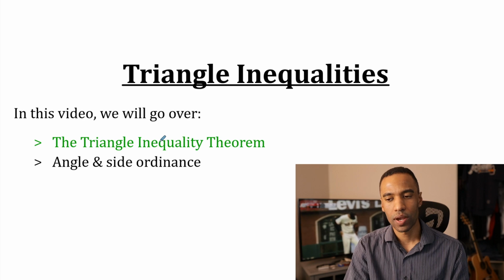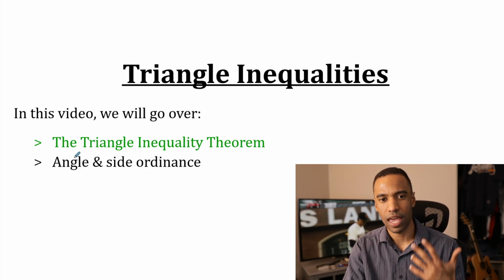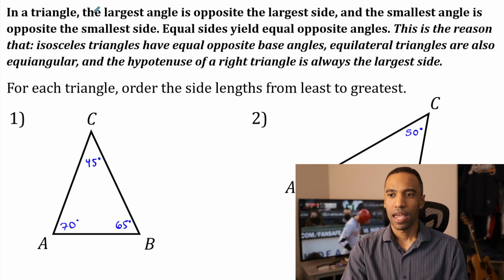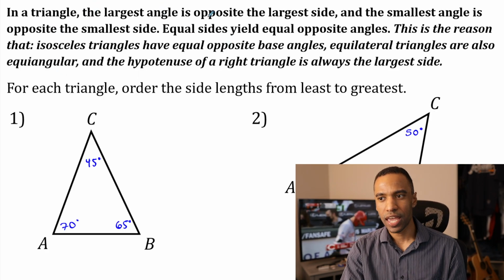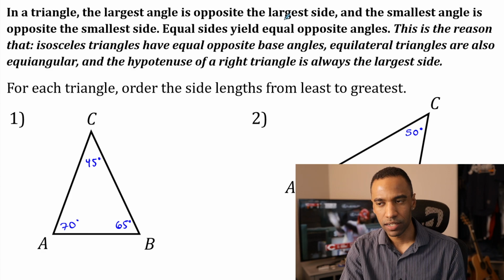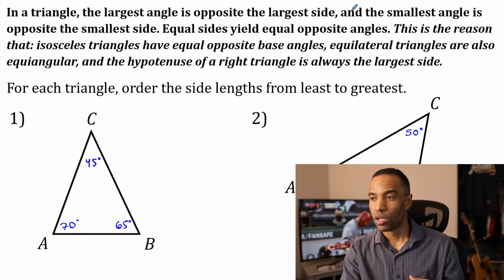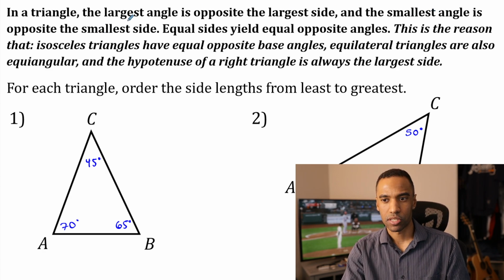Okay, so we've done the triangle inequality theorem, and now let's look at angle and side relationships. This will be very, very brief. Let's take a look here. In a triangle, the largest angle is opposite the largest side. By the way, I can swap that. The largest side is opposite the largest angle too. And the smallest angle is opposite the smallest side. Equal sides yield equal opposite angles.